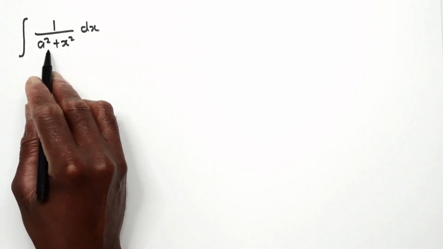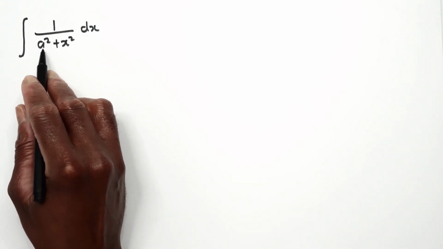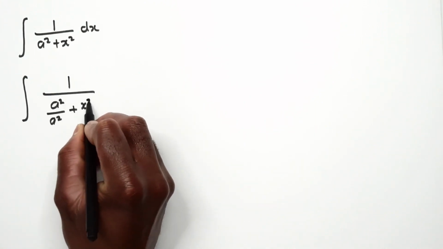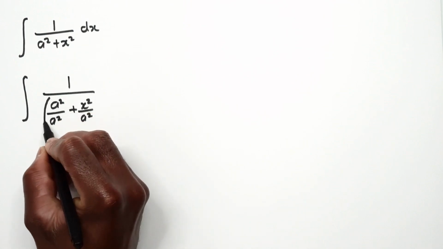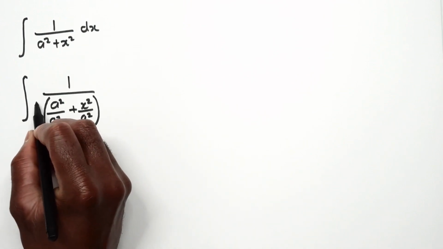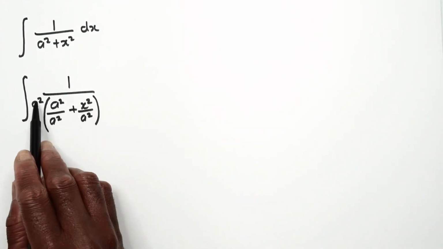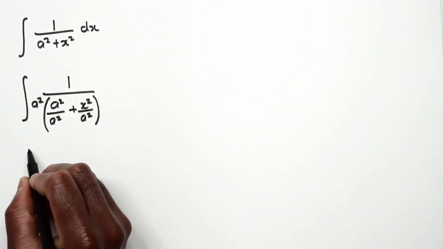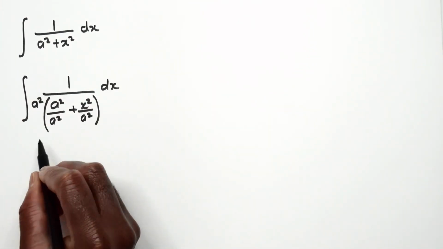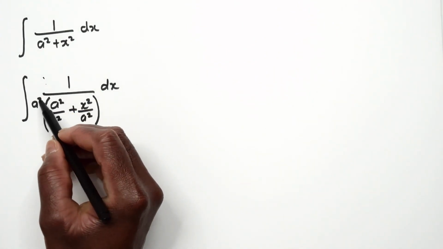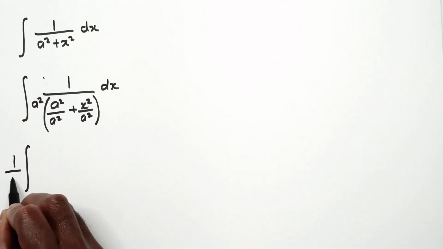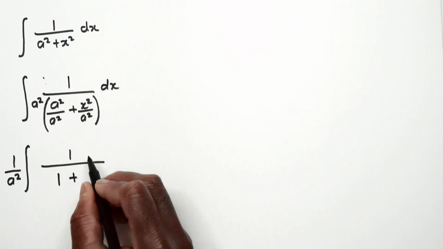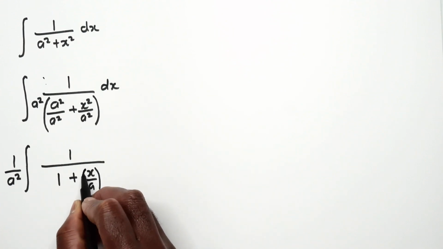I'm going to divide the denominator by a squared because I want to make this 1. So the integral of 1 over a squared times 1 plus x squared over a squared, which means I'm taking a common factor of a squared out. If I multiply out the bracket, we cancel that a squared and that a squared, and I get that back. Therefore I can write this as 1 over a squared, which I can bring out. The integral of 1 over a squared times 1 plus x over a all squared dx.